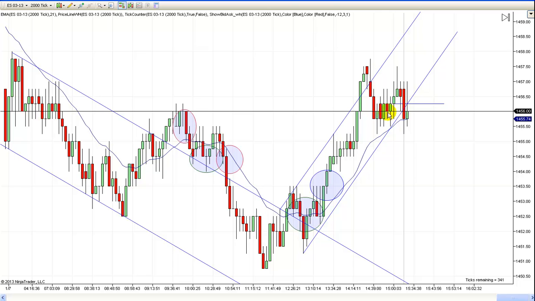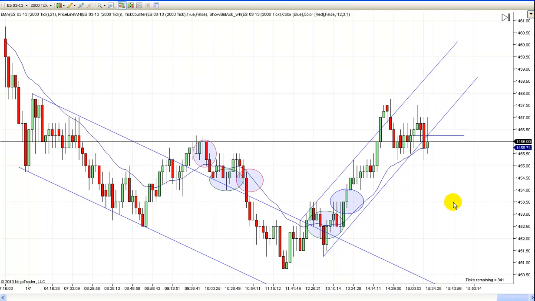And you can see that was another great entry. So between this move and this move, you were able to make some pretty good money today. But if you didn't catch those, there's just not much else there, and you probably got trapped on the wrong side.